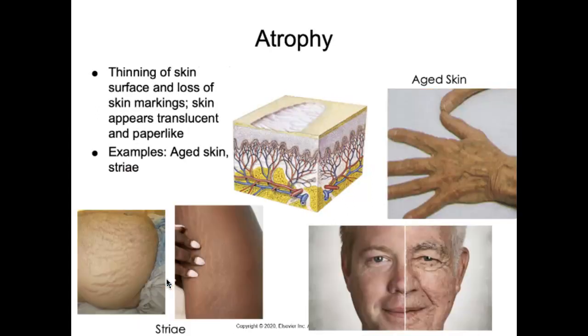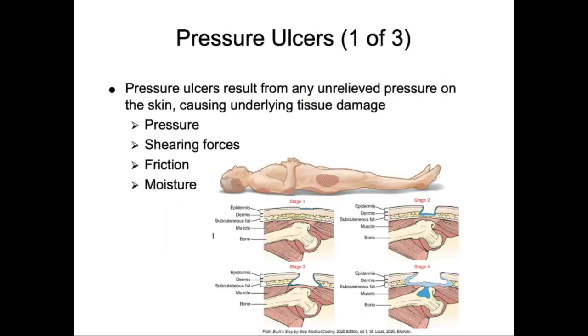And then we have atrophy. This is when we start to have thinning of the skin, and start to lose the skin markings. And so it appears translucent and paper-like. You could see here in an aged hand how much thinner the skin is. And also we have examples of striae where we see a thinning of the skin and also almost like a stretching of the skin that leaves these lines.